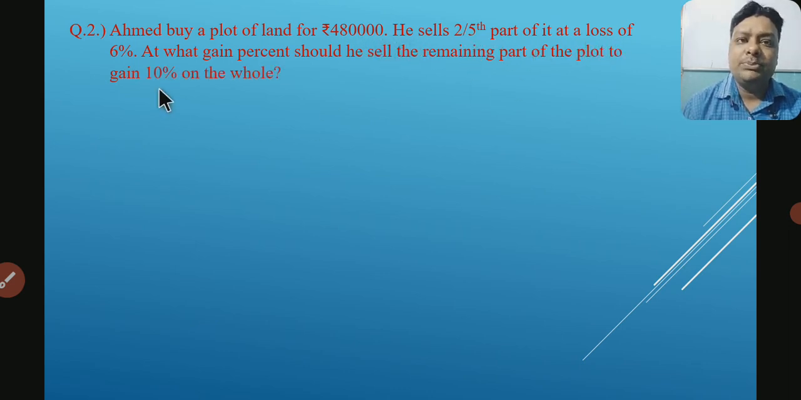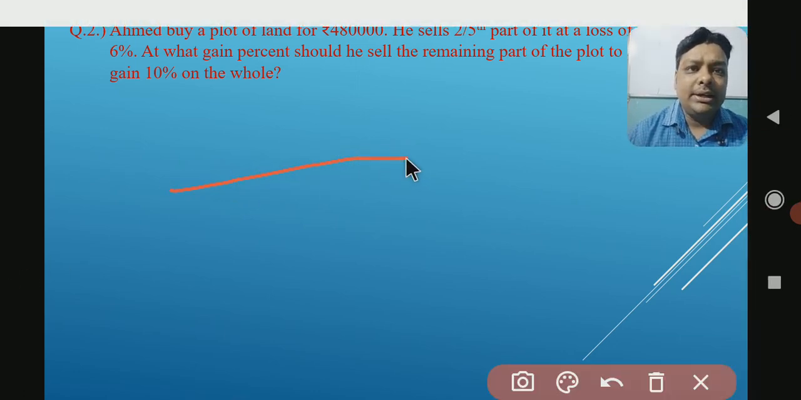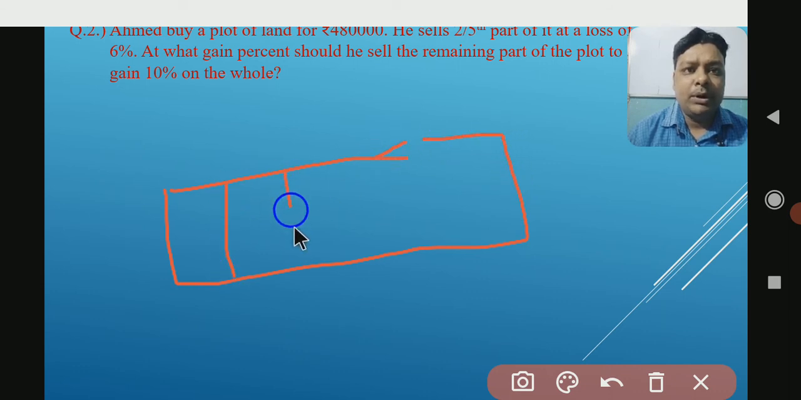At what gain percent should he sell the remaining part of the plot to gain 10% on the whole? It means what? That if this is the plot, he has separated this plot into 5 parts: 1, 2, 3, 4, 5.